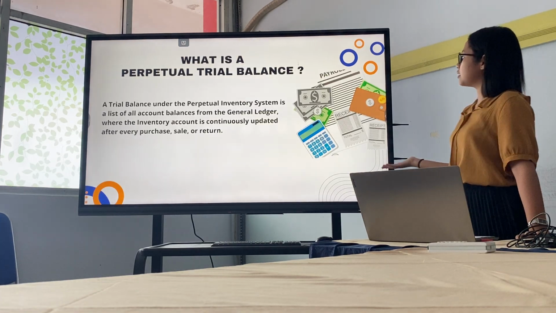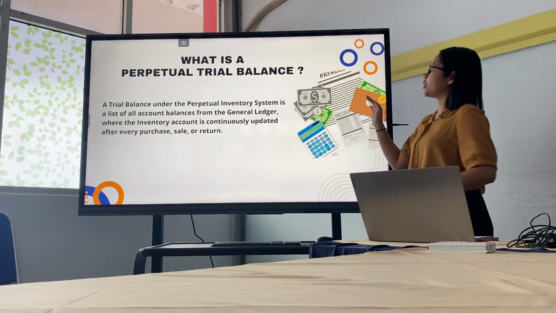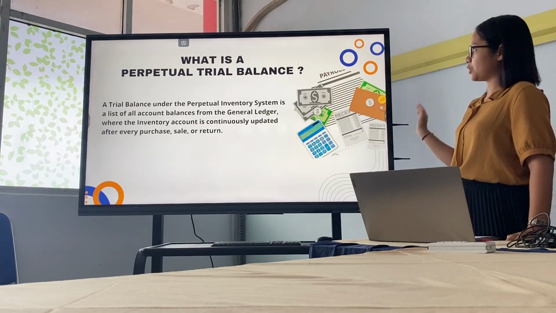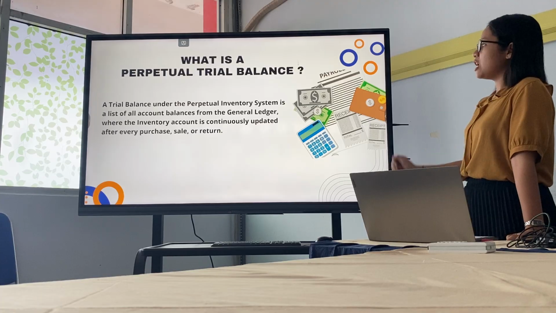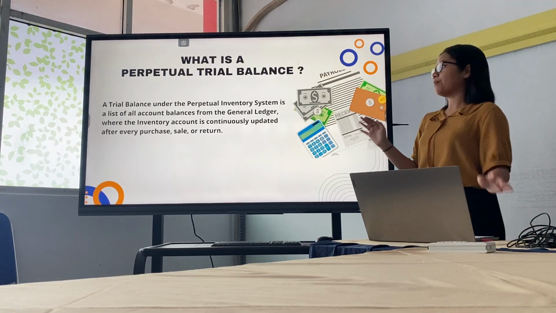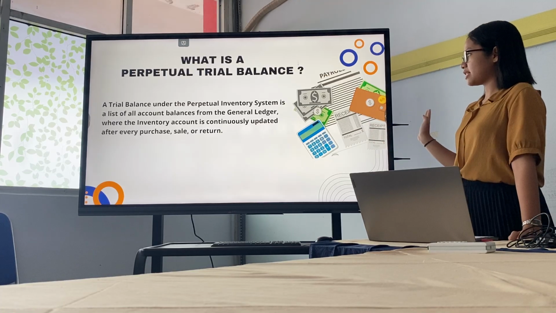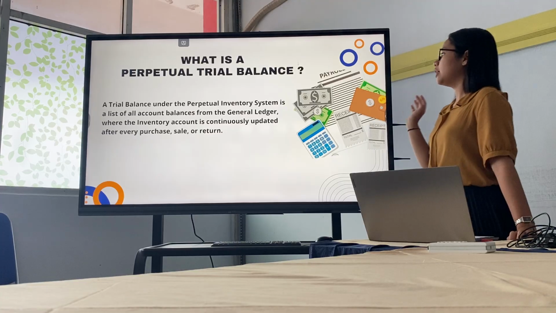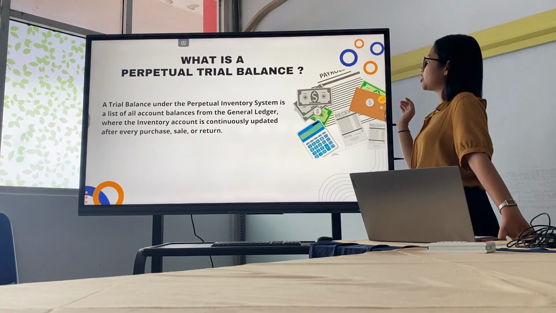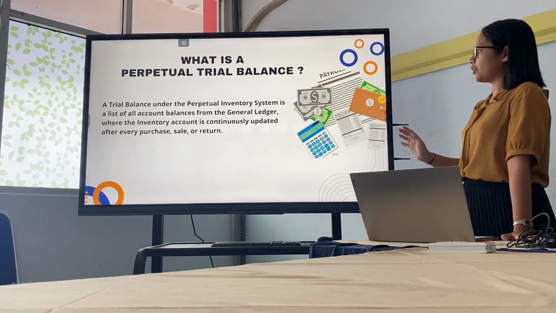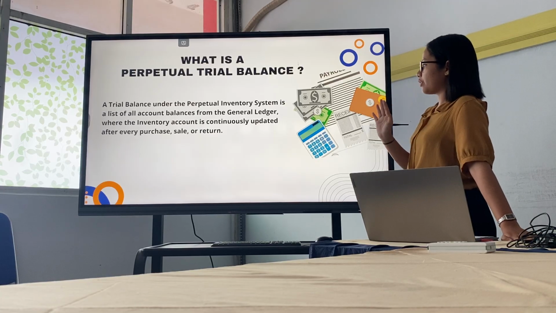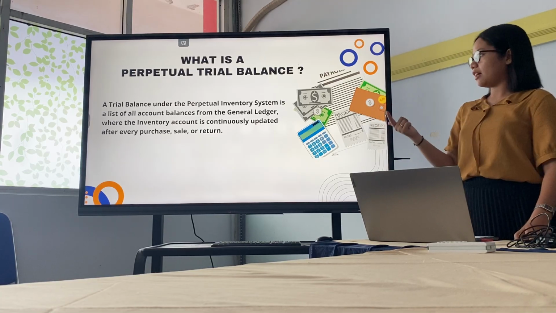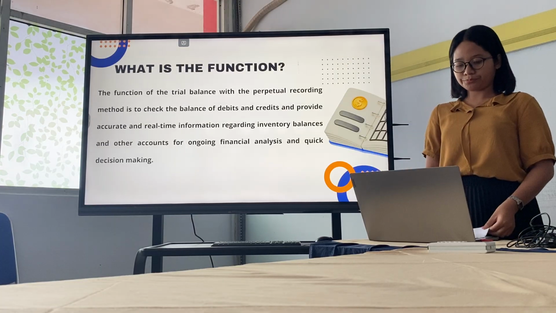And this is the material for the trial balance under the perpetual method. So what is a perpetual trial balance? A trial balance under the perpetual inventory system is a list of all account balances from the general ledger, where the inventory accounts are continuously updated after every purchase, sale, or return.